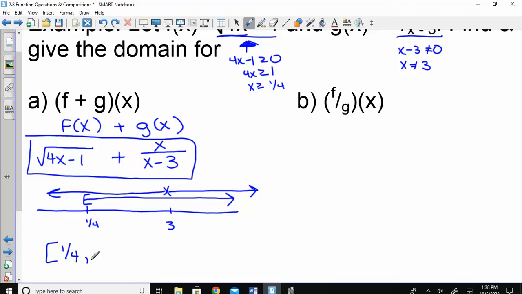Yes. Since 1/4 is included by both, it gets a bracket. We have to stop at 3. This one did not include 3, so it gets a parenthesis. Union, and then after 3, everything got included. So that is my domain: 1/4 to 3, union 3 to infinity.